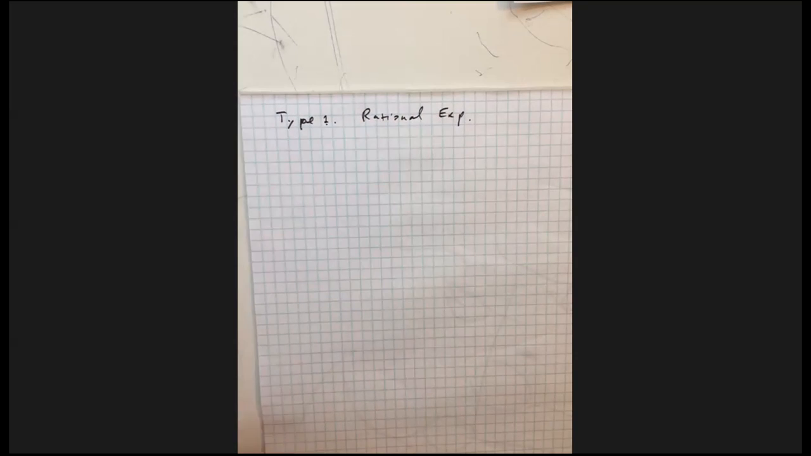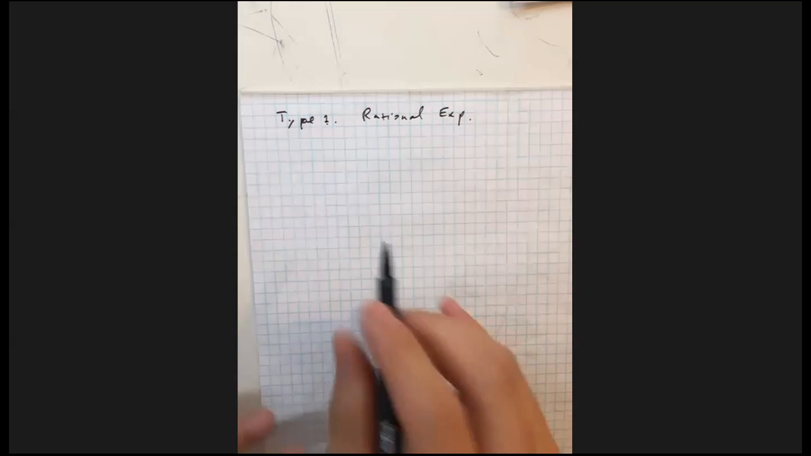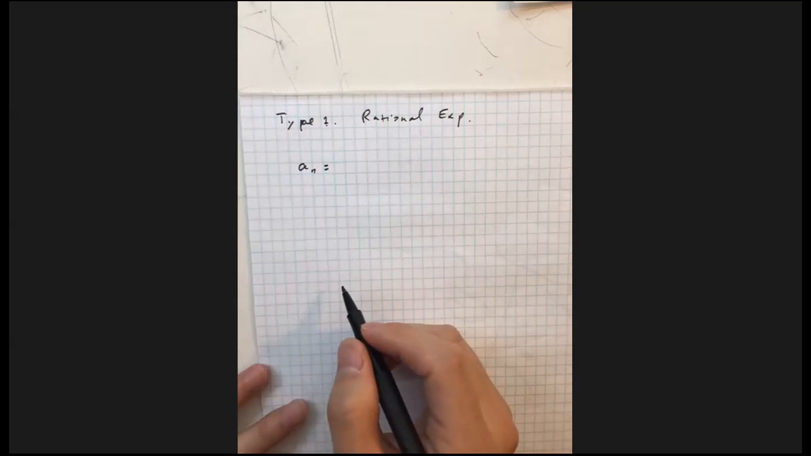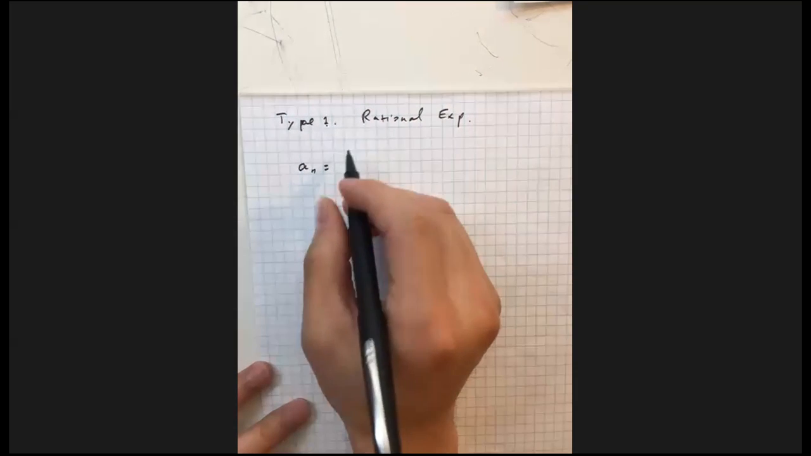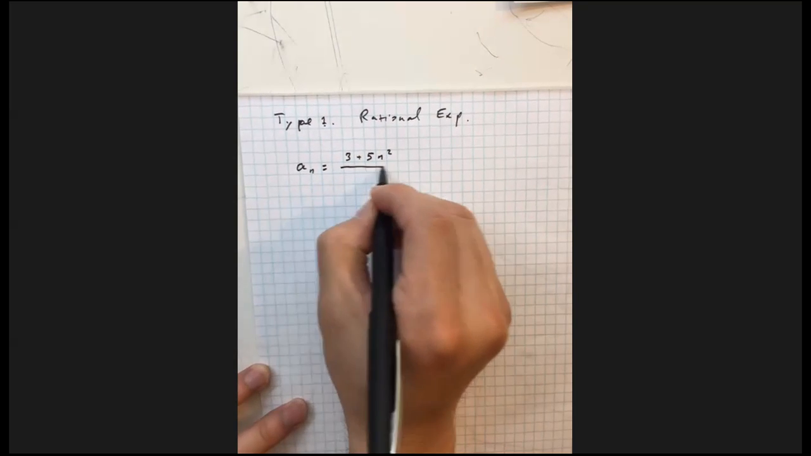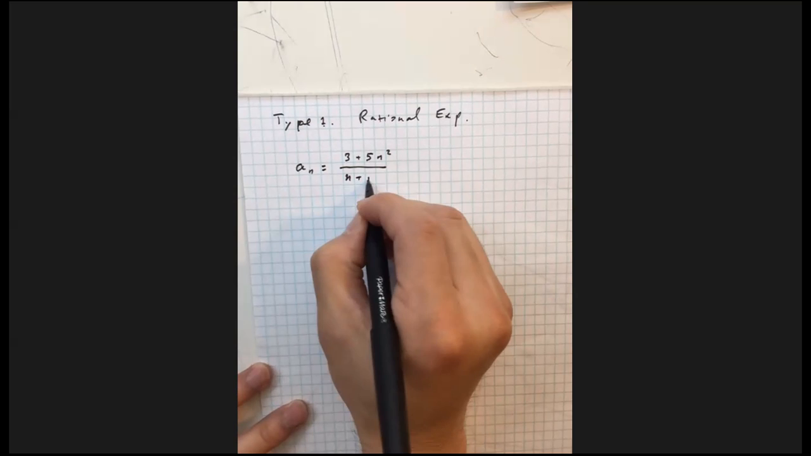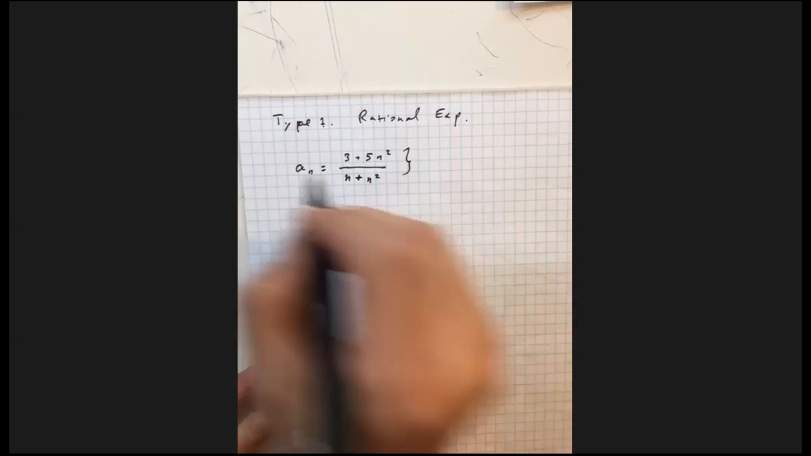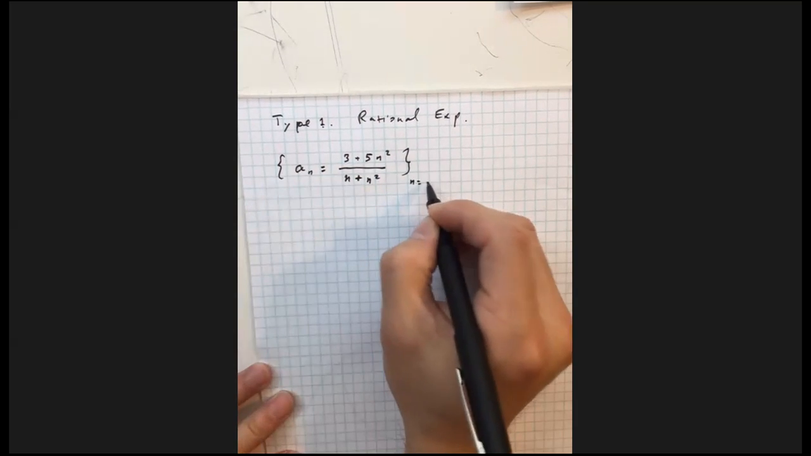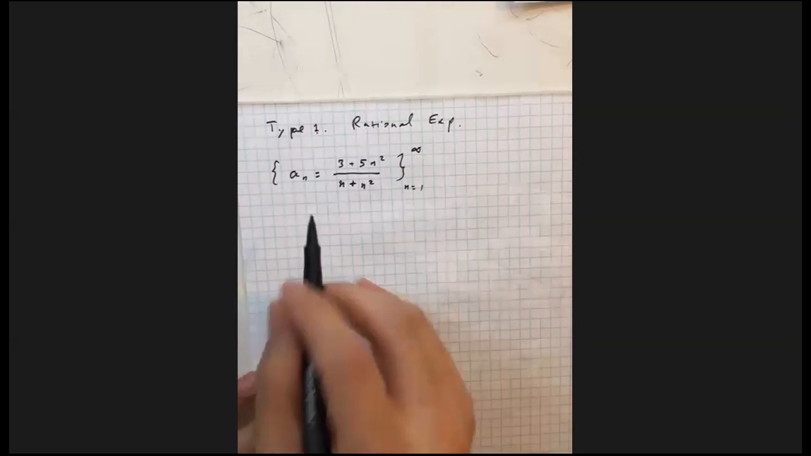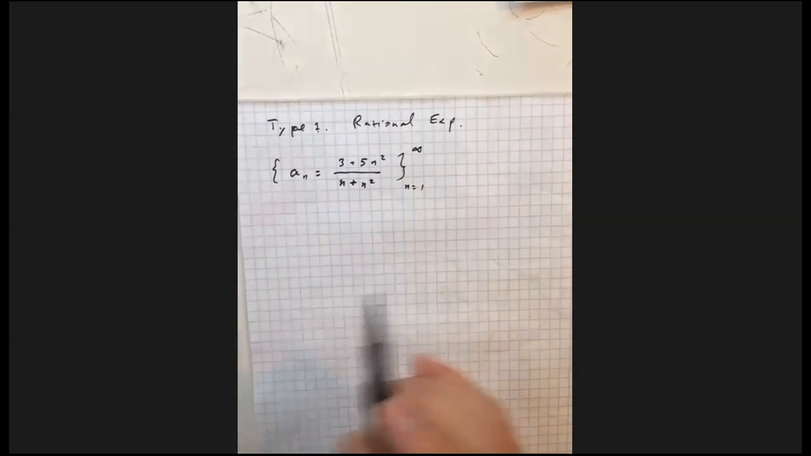So what does this mean? By rational expression, I mean the following. Let me give you some examples. For example, suppose the general term for the sequence a_n is given by (3 plus 5n squared) over (n plus n squared), with n equals 1 to infinity. Then the question is, how do you find the limit of these kind of things?